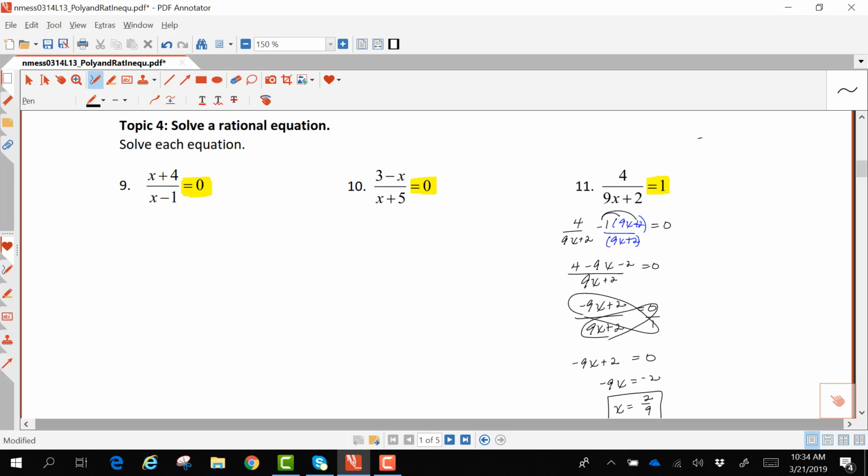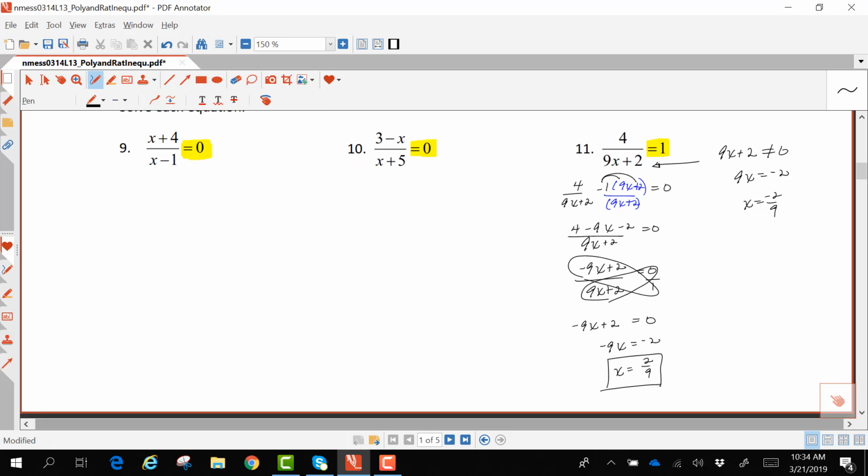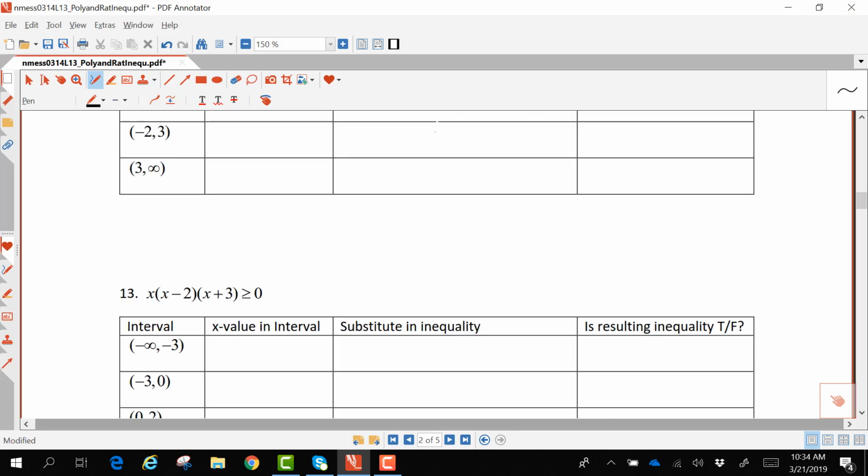This is my solution. Now, anytime you have a rational or a fraction, you must always be observant of the denominator of the fraction, noting it can never equal 0. In other words, my x value can never be a negative 2/9. Had my result, which I squared off in this box, been a negative 2/9, I would have said there were no solutions.